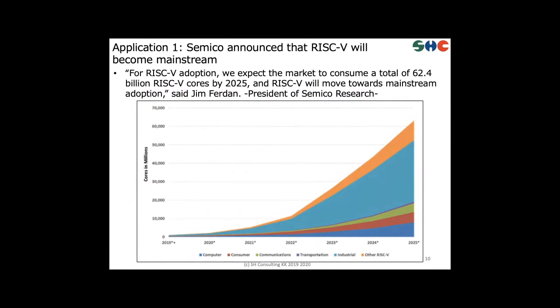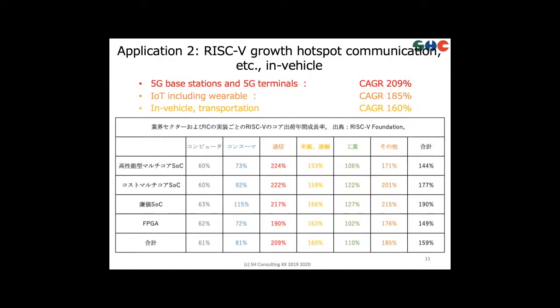So where are RISC-V's applications? Semico announced that there will be 62.4 billion RISC-V cores by 2025. Semico is a very credible semiconductor research company. Where do they see growth? RISC-V growth is in 5G base stations and 5G terminals, where annual growth of 209% is expected.